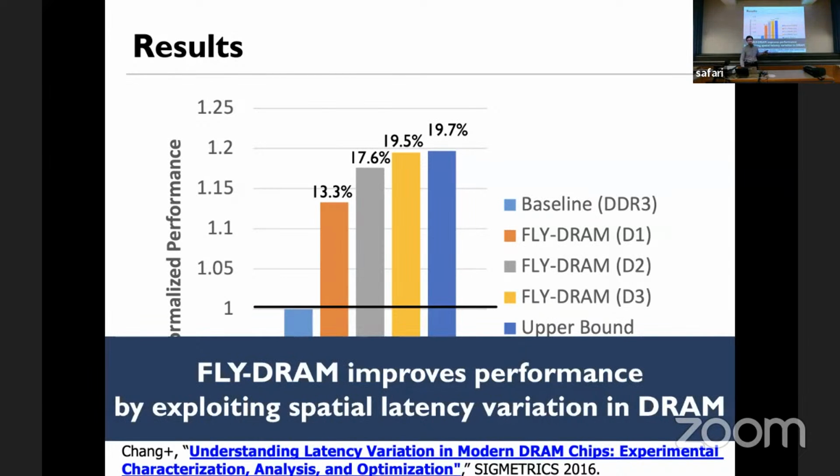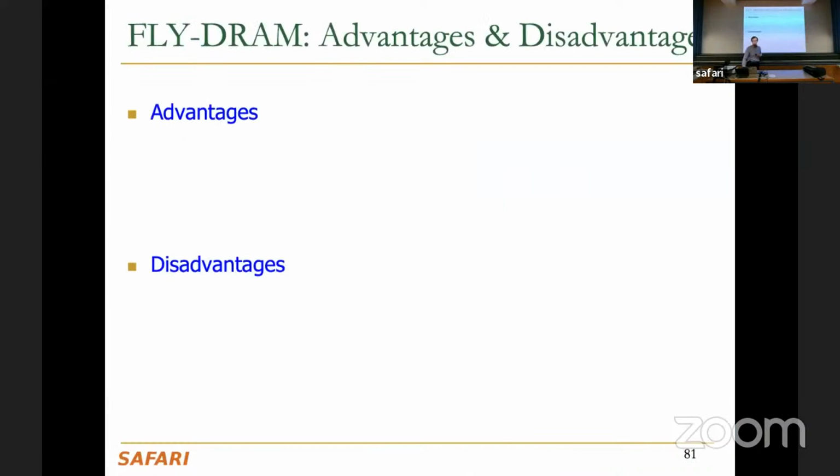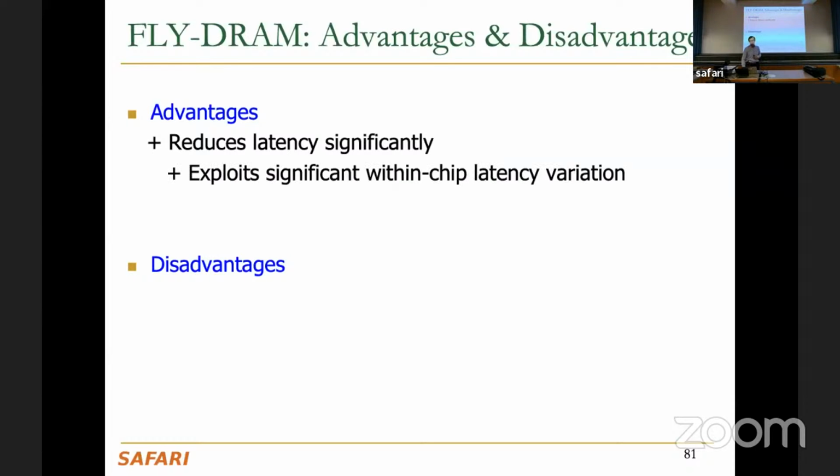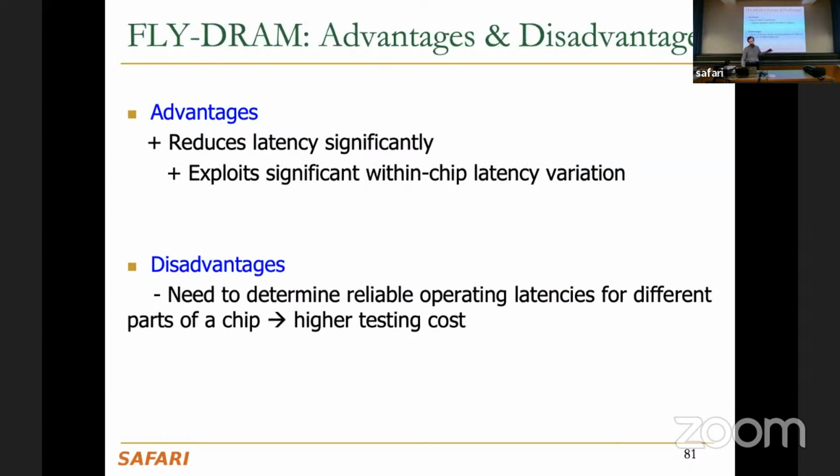Anyway, so basically this is what you get if you exploit spatial latency variation within the DRAM chip. As I said, this is harder to exploit, but you can actually get even higher benefits here. It has even higher testing cost and a more complicated controller. Could be very complicated actually, but let's not get into that right now. We're going to talk about controllers later.